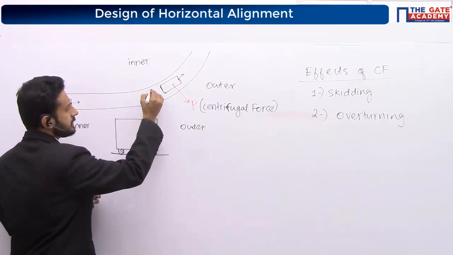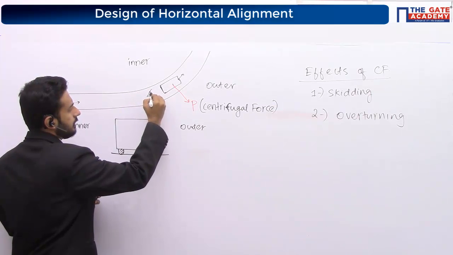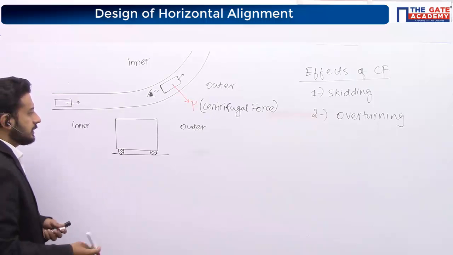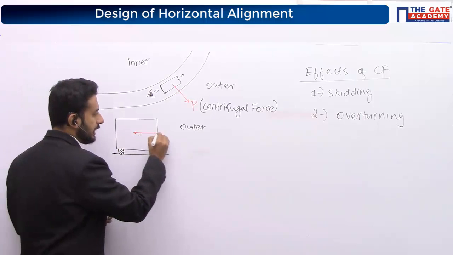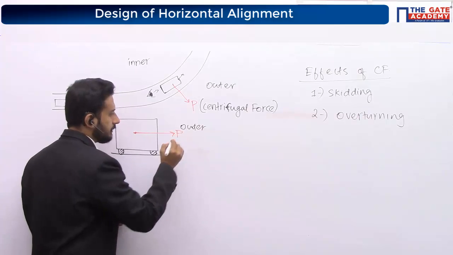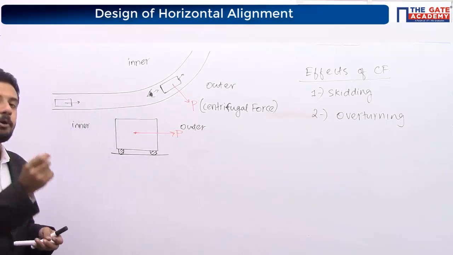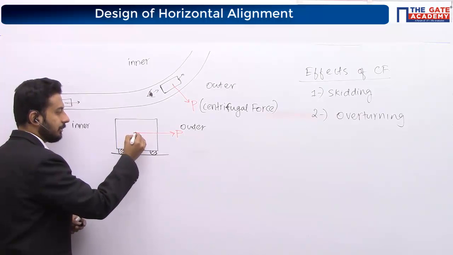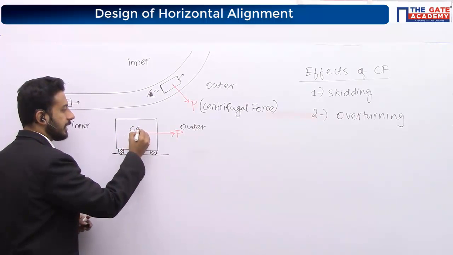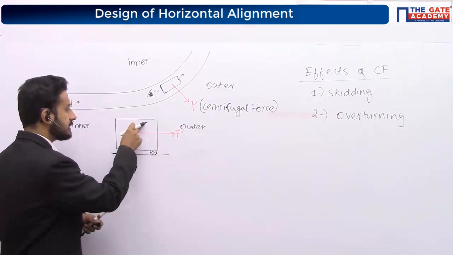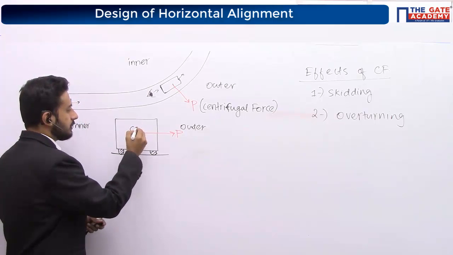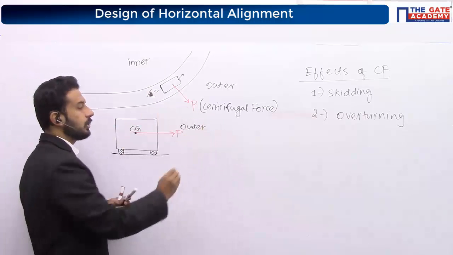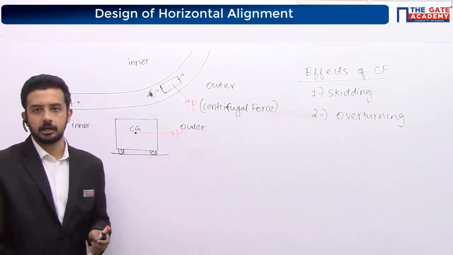If you are looking from this side, like this you are looking, then how will it look? So the centrifugal force will act on the body of our vehicle. About which point will the centrifugal force act? Remember, it will be about your center of gravity. I am representing it as CG. So at the center of gravity, your centrifugal force will act towards the outer side of the curve.